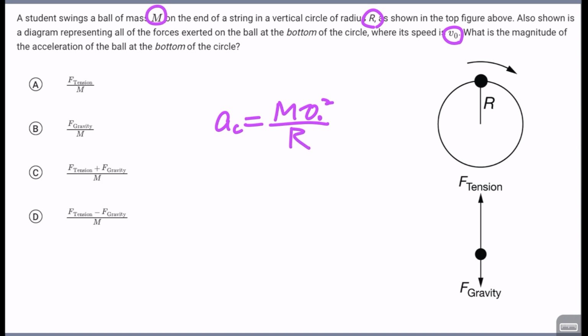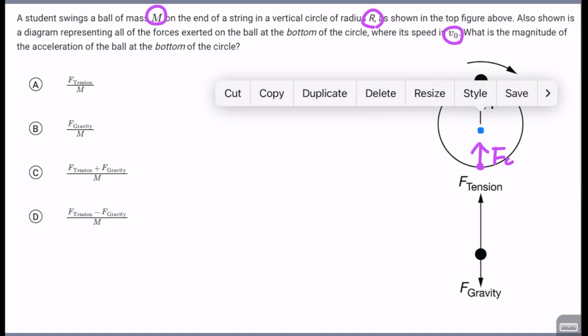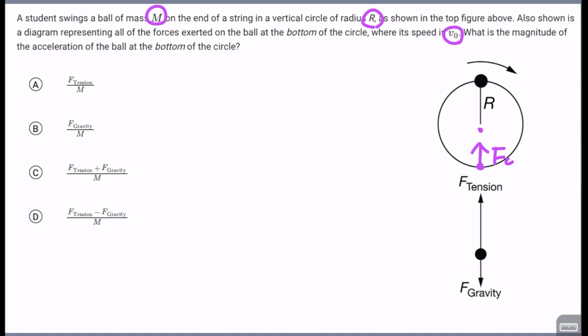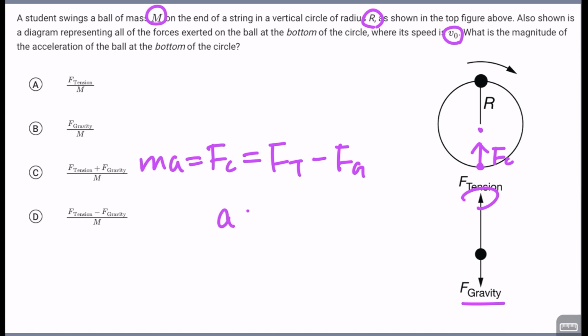Here we need to use the F tension and F gravity to represent the acceleration. At the very bottom, which is right here, we know that the centripetal force must be pointing toward the center, which is upward. So the upward force must be greater than the downward force. So Fc is equal to F of tension minus F of gravity. Since this is equal to m times a, acceleration would be equal to Ft minus Fg divided by mass m. So the answer would be D.